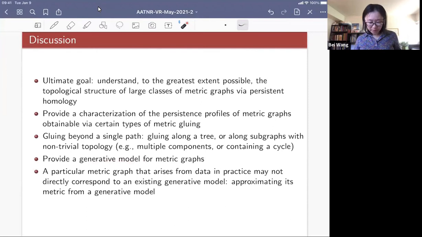interesting. And the last bit for discussion is that, well, maybe in practice, the data you have may not directly come from a generative model, but maybe there is a generative model that is not far away. So then you can quantify the topological profile of this generative model as a way to approximate the one from the data.